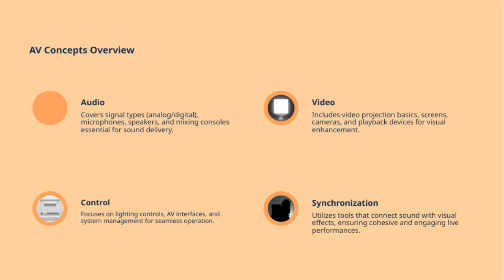Moving on to video, this covers the basics like video projection, screens, cameras, and playback devices. These are crucial for visual enhancement, helping us tell a story or set the mood visually, which adds depth to the overall experience. Finally, audio encompasses different signal types, both analog and digital, plus microphones, speakers, and mixing consoles. These components are essential for delivering clear, balanced sound, ensuring that the audience hears everything just as intended.